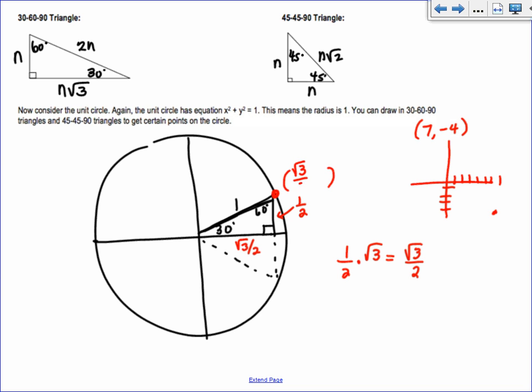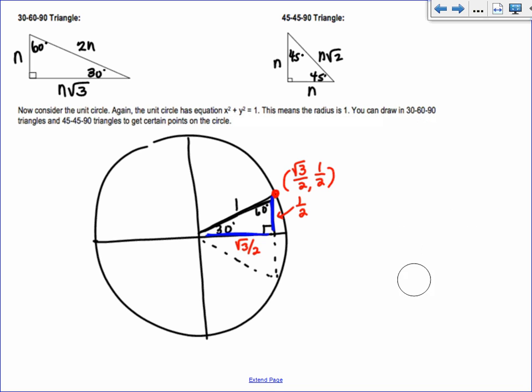I went over to the right root 3 over 2, and I went up 1/2. Do you guys see it? I go over root 3 over 2 and up 1/2 to get to that point. Okay, that's all we're doing. So we're finding the x and the y coordinates.